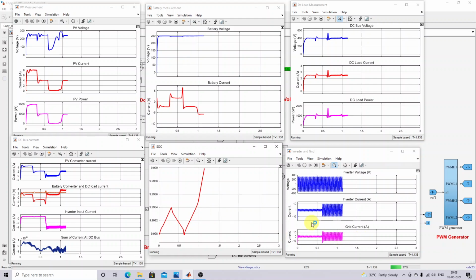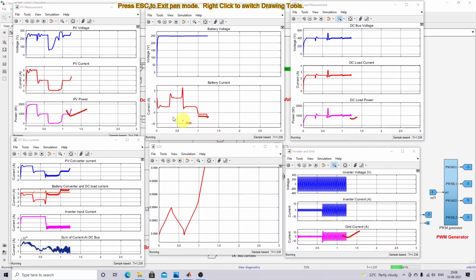So now the system operates such that the DC microgrid receives power from the grid. PV also supplies power. Okay, so both the PV power and grid power charge the battery. Because of that, what will happen? The charging current of the battery increases from minus 1.5 amps to minus 6 amps, and the DC load also receives the power from the grid.